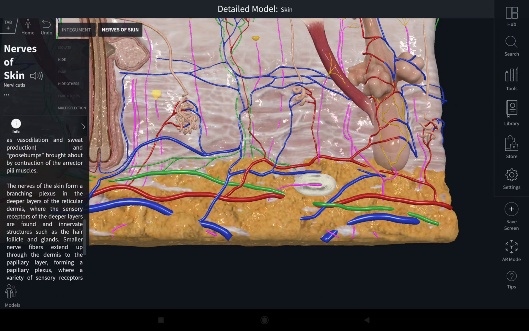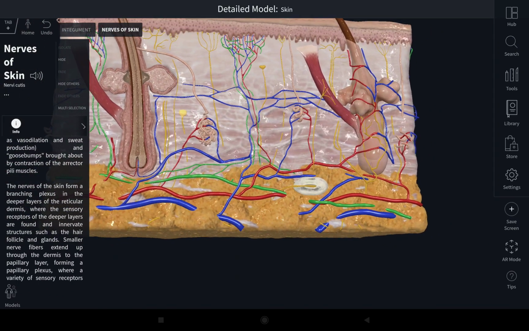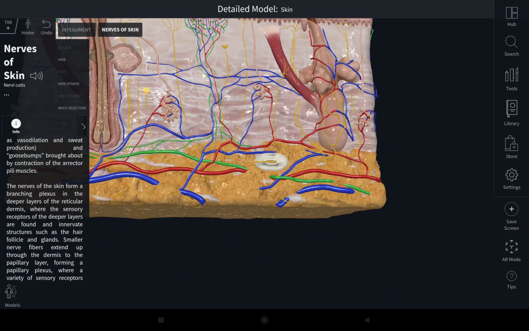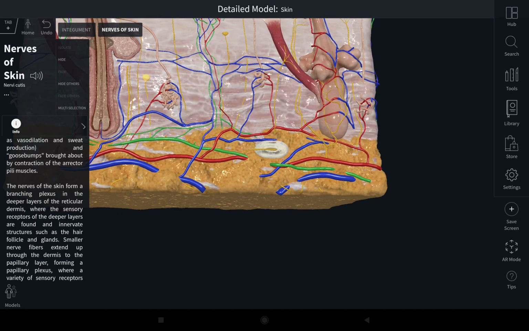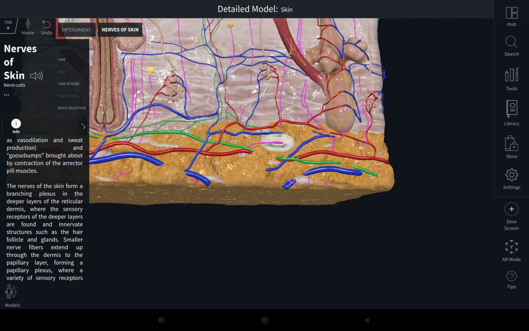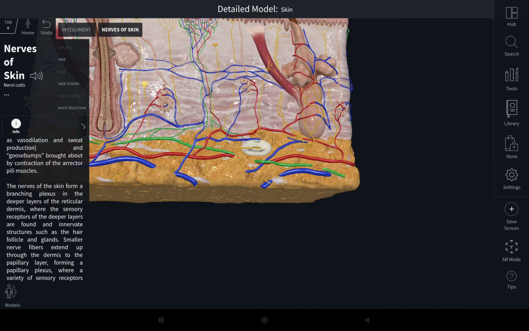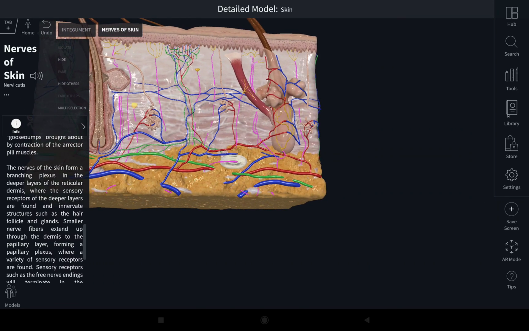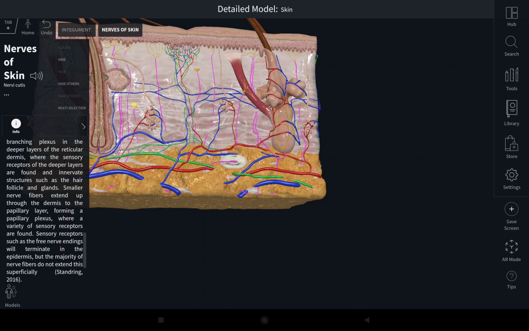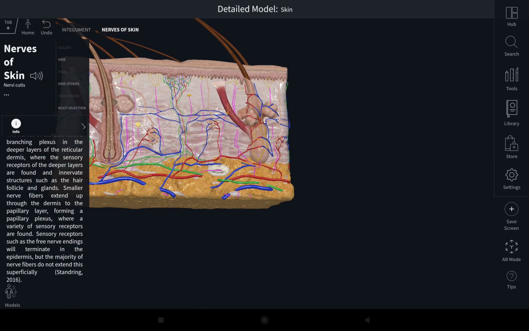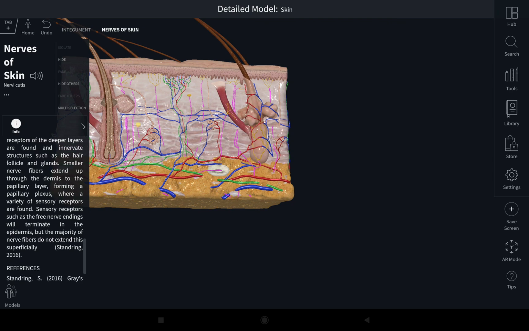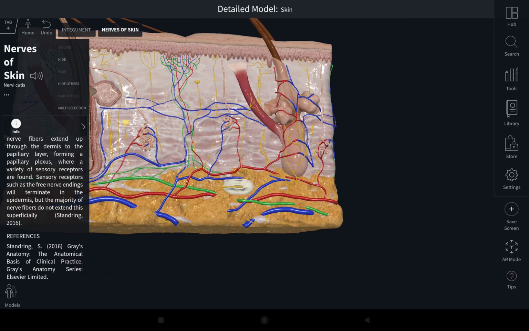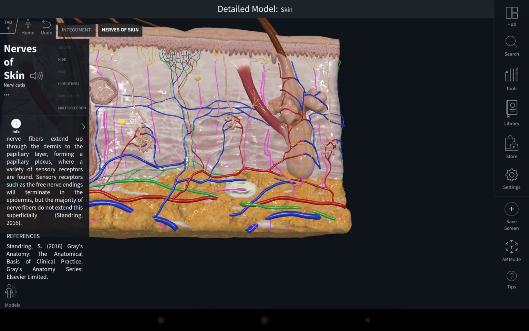The nerves of the skin form a branching plexus in the deeper layers of the reticular dermis, where the sensory receptors of the deeper layers are found and innervate structures such as the hair follicle and glands. Smaller nerve fibers extend up through the dermis to the papillary layer, forming a papillary plexus, where a variety of sensory receptors are found. Sensory receptors such as the free nerve endings will terminate in the epidermis, but the majority of nerve fibers do not extend this superficially.